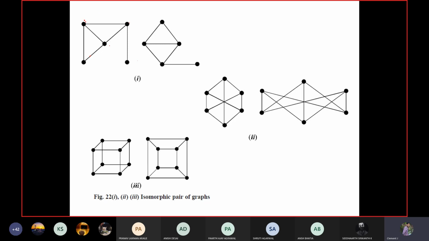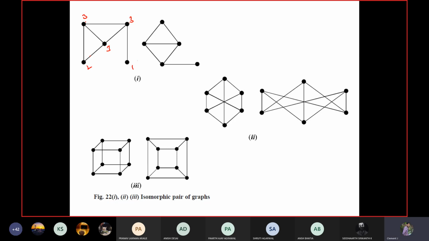See here, this is degree 3, right? This is degree 2. This is degree 3. This is degree 3. This is degree 1. Always, if a vertex has degree 1, what is the name of that vertex? Can anyone try to say? Pendant vertex. Very good. Pendant vertex or end vertex. Super. If a vertex has degree 0, what is the name of that?